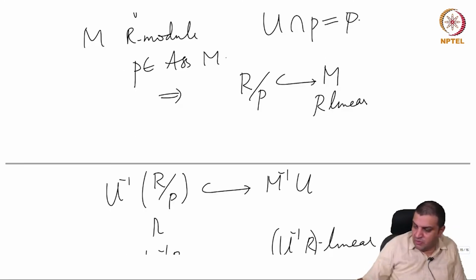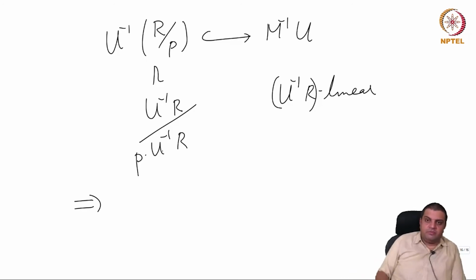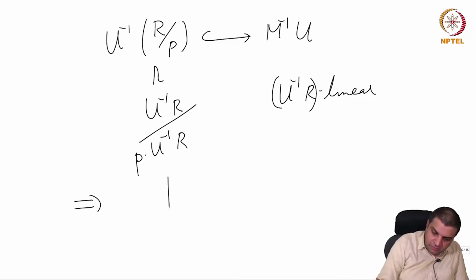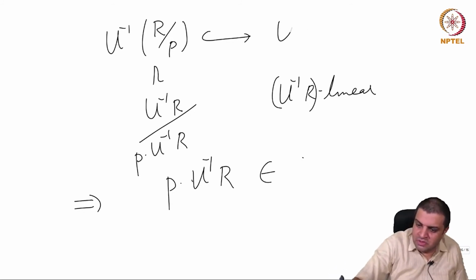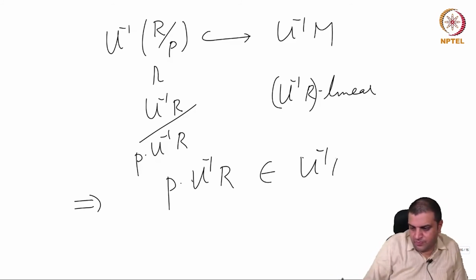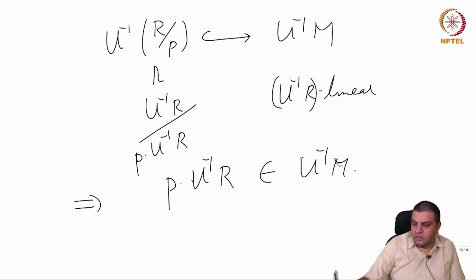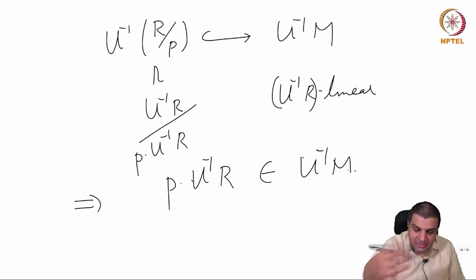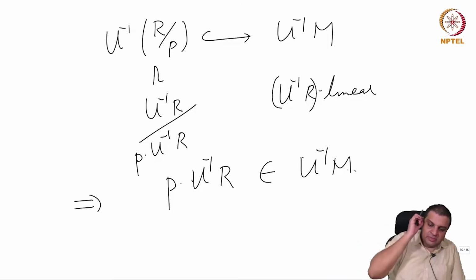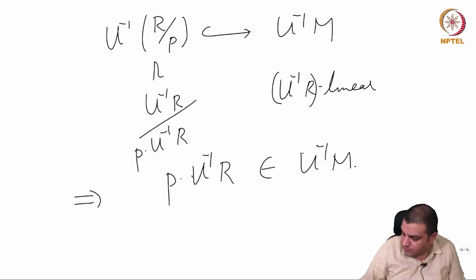Okay. So that P extended to this is something non-trivial. So this is not the zero ring. So this now implies that the extended ring is associated to U inverse M. Okay. So an associated prime remains an associated prime after localizing, provided the prime itself didn't become the whole ring. Okay, so we inverted something in the complement of that prime. Okay. So this is one statement.